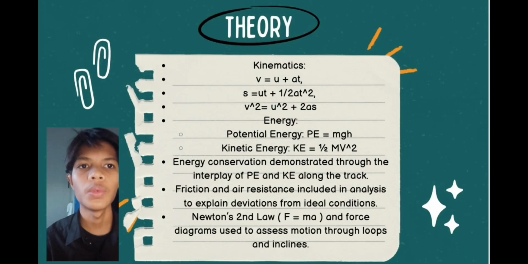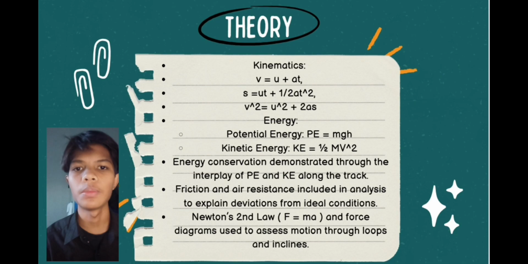Okay, now we will look at the basic theory behind how everything moves in our setup. First up, we have the kinematics formulas. There are three formulas we use when dealing with motion. First, we have v equals u plus at. This is when we want to find final speed after some time. Second, we have s equals ut plus 1/2 at squared. This is when we want to find how far something travels. And the last one, we have v squared equals u squared plus 2as, and we use it when we want to link speed, distance, and acceleration.